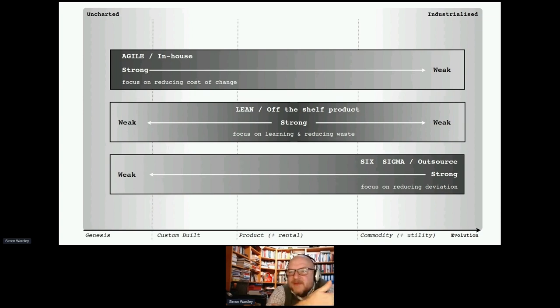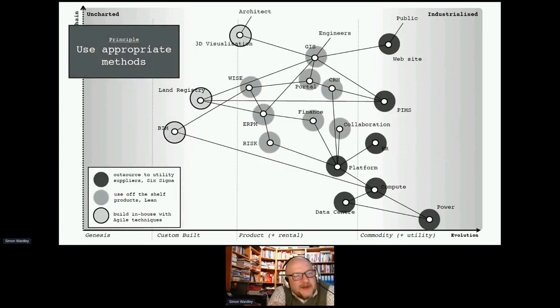And in the middle, where you're basically learning between these two areas, you're all about focusing on learning and reducing waste. So lean, so think about things like Scrum and MVP, that works best in the middle. So very simply, that's what you do: outsource the stuff on the right, build with lean or buy off-the-shelf products in the middle, and the stuff on the left-hand side, build in-house with agile techniques. And so this is a principle known as use appropriate methods.